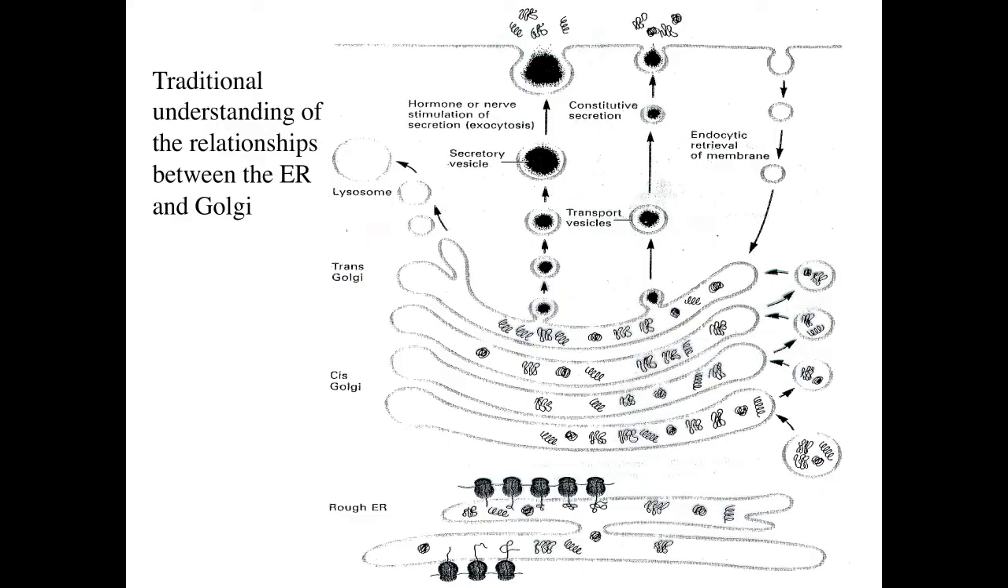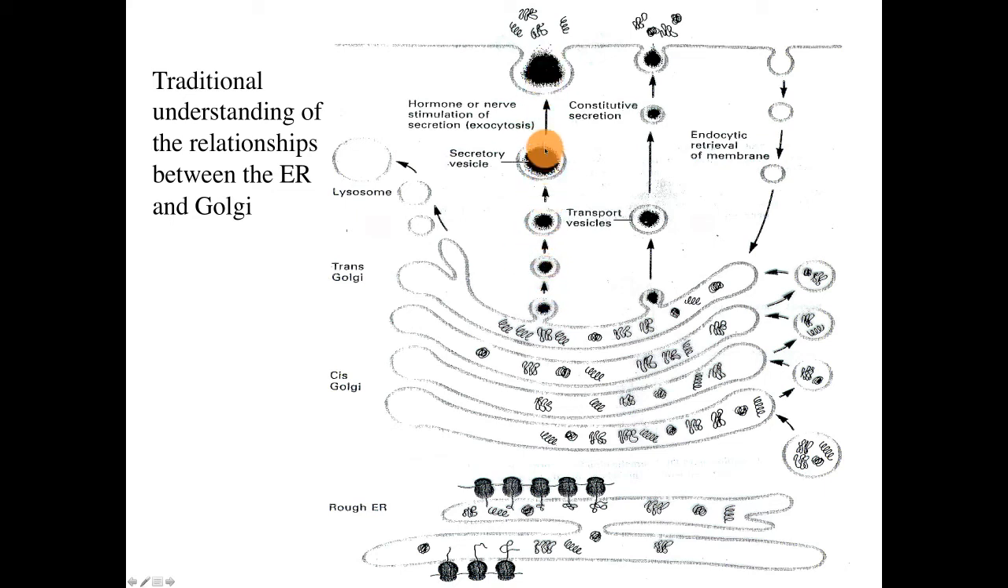This is a slide that's almost 60 years old now, and it shows our traditional understanding of relationships between the ER and the Golgi. Here, showing the ER, this would be rough ER with ribosomes bound to it, and you might imagine these ribosomes are synthesizing protein. You might imagine this protein is getting transported to the Golgi, and then this protein might be modified through the Golgi and transported through the Golgi, and then vesicles might bud off of the Golgi, and these vesicles might bud off in a signal-mediated manner for secretion.